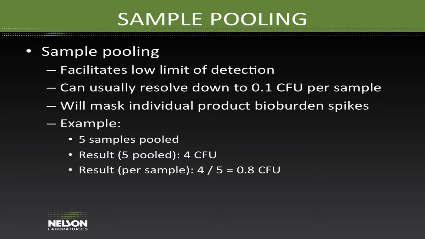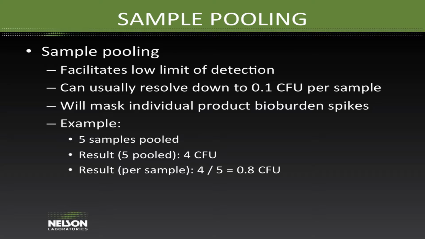Now, another advantage is that it does give you a lower limit of detection. Those of you that are familiar with bioburden data, if you're getting lots of zeros, you're used to seeing a less than number probably. Less than 2, less than 3, less than 10, depending on what portion is being tested. But by pooling samples together, you can resolve down to less than 1, like 0.1 CFU is your limit of detection when you pool samples together.